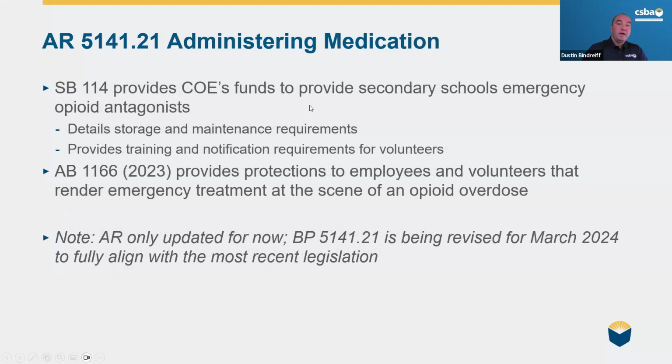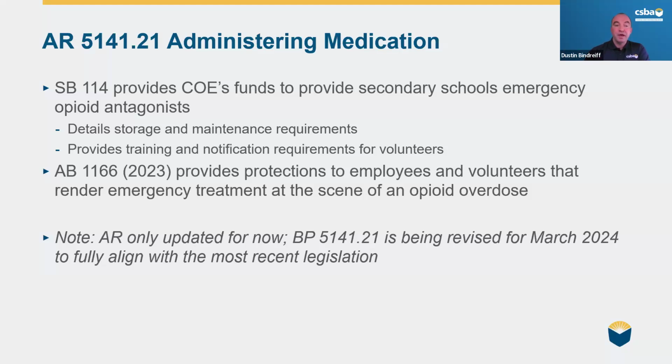A couple more bills related to administering medication. Senate Bill 114 provides funding to County Offices of Education for the purpose of coordinating the purchase and maintaining a stock of emergency opioid antagonists, which the county offices can then distribute to districts within their jurisdiction. Districts that receive these antagonists from the county office are required to distribute at least 2 units to each middle, junior high, and high school and adult school in the district, and to restock each unit prior to expiration or after its use.